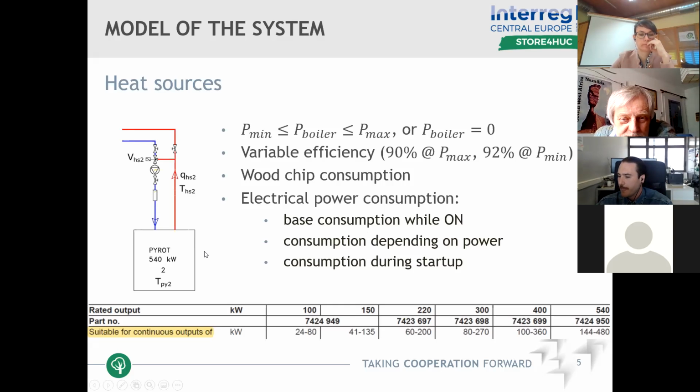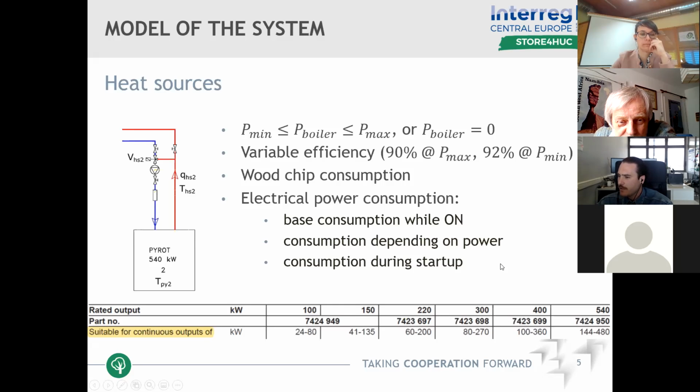So while the boiler is on, it has some base electricity consumption, and this electricity consumption goes up depending on power, but there is still this base load. And it also consumes more electricity while starting. So in the optimization, it would minimize the number of startups and shutdowns just because of this price. And also electricity is much more expensive than wood chips.